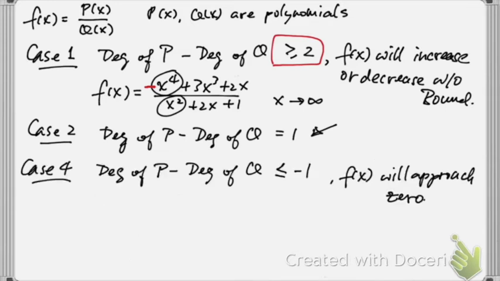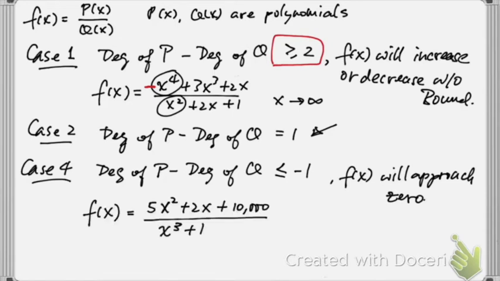And the last case, case number 4, is when the degree of P minus the degree of Q is less than or equal to -1. In other words, the denominator is going to be 1 degree or higher than the numerator. And here's an example.